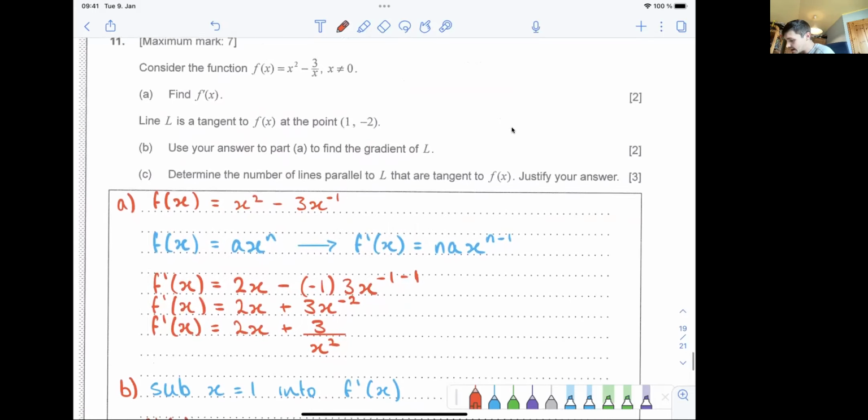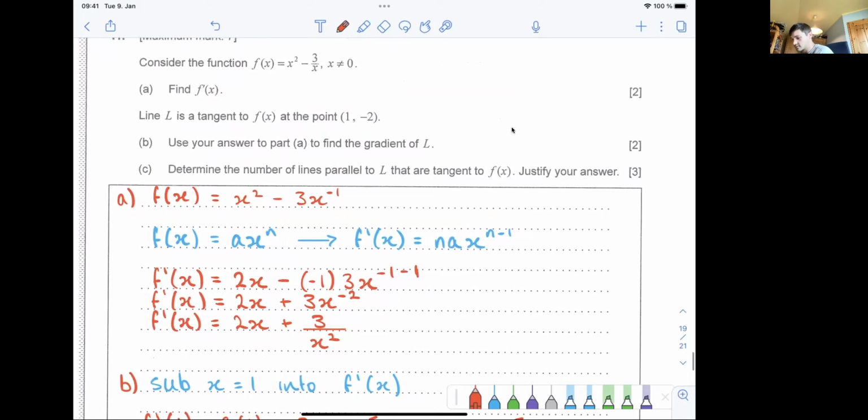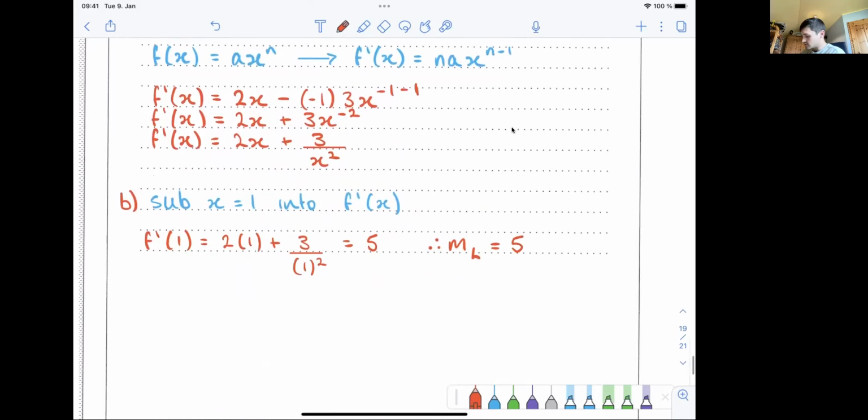Okay, cool. And so moving on to part C, we are asked to determine the number of lines parallel to L that are tangent to f(x) and justify our answer. Okay, so this one's definitely a step up from the other two, right? So essentially what this question is asking us is to find how many possible values of x there are for which you sub into f dash x, or our first derivative, and then that equals 5.